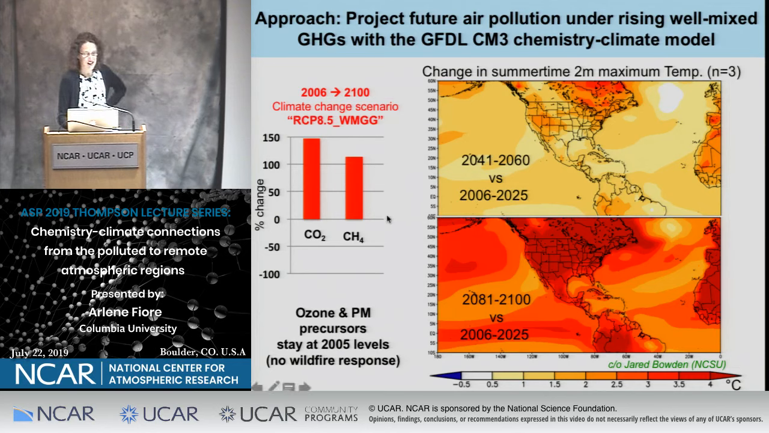And then what you see over here is just what the summertime 2-meter maximum temperature is doing by mid-century as compared to the beginning of the century. And so we see in the Northeast region, for instance, we're getting, actually over Colorado as well, over 2-degree increases in temperature. And by the end of century, those increases are in this deep red, which is over 4 degrees warming.